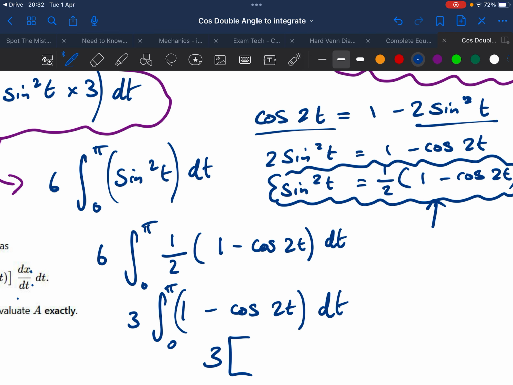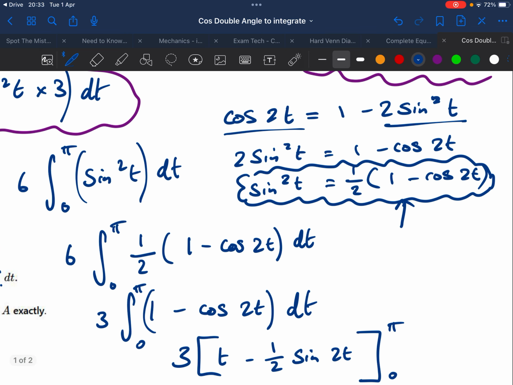So when we're integrating this, we would get a 3 with respect to t. It's going to be t, minus a half sine 2t. And we'd be using pi and 0. That's how we would now answer the rest of the question.